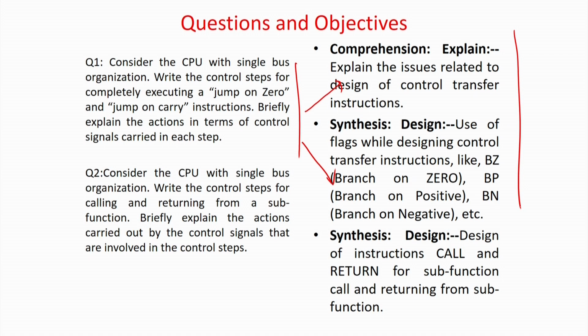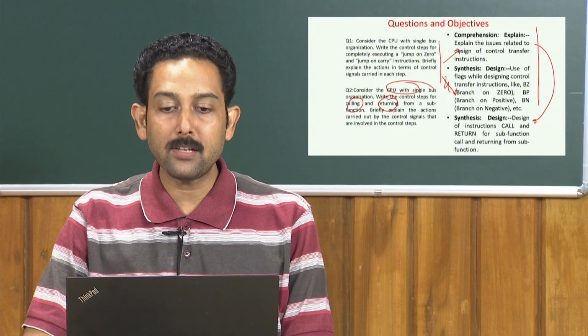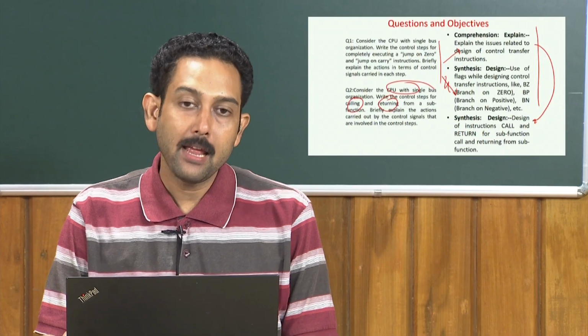The second question is: you are taking a single bus architecture, briefly explain the actions in terms of control signals that are involved in returning from and calling a subroutine. In that case, of course, you are satisfying the first and the last objective, because the last objective is the design of instructions, that is call and return for subroutines. So, after this lecture, we expect that you will be able to solve this question and meet these objectives. With this we come to the end of this unit.